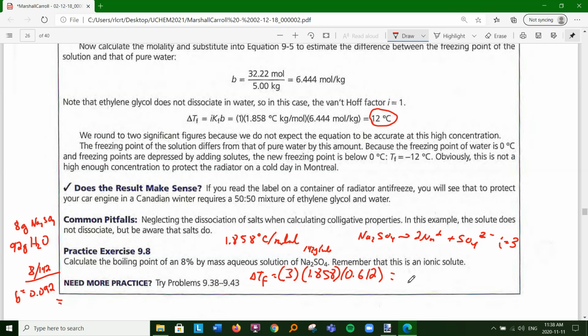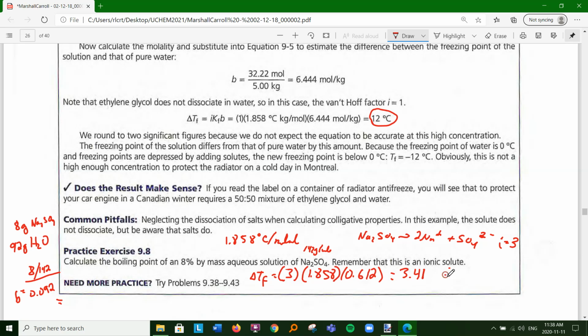Holy smokes. Huh. Who noticed something here? What would be freezing point depression, right? Well, 3.41.